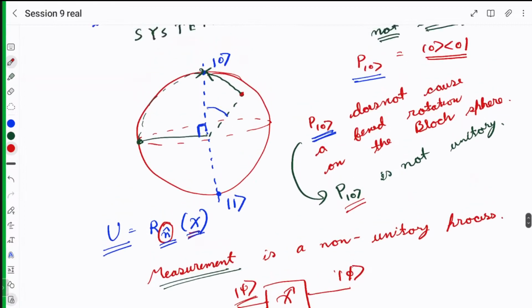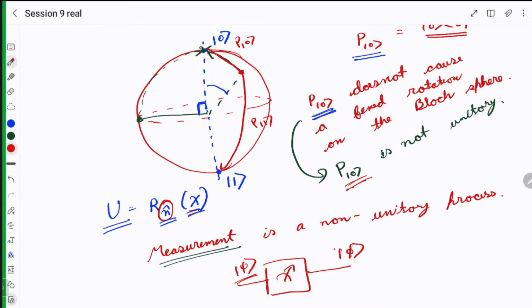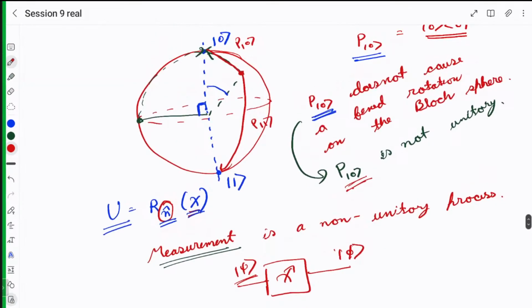And also, when you are doing the measurement, P0 will act with some probability, and P1 can also act. So from this point, it can go to gate 0 or it can go to gate 1. If P0 is acted, it will go to gate 0. If P1 is acted, it will go to gate 1. This is how you can visualize the thing.